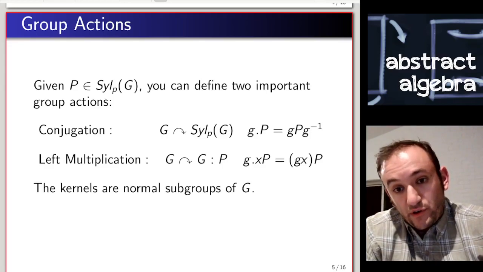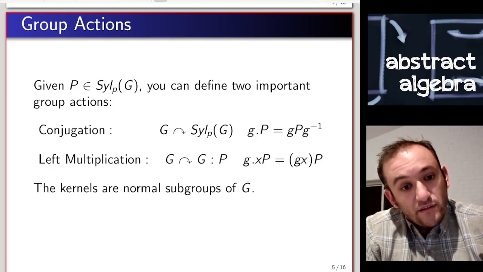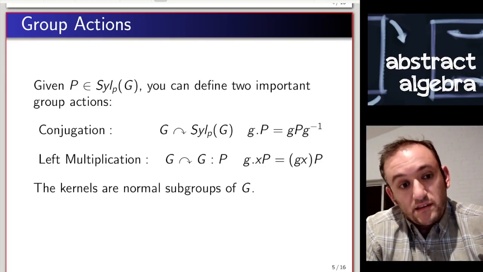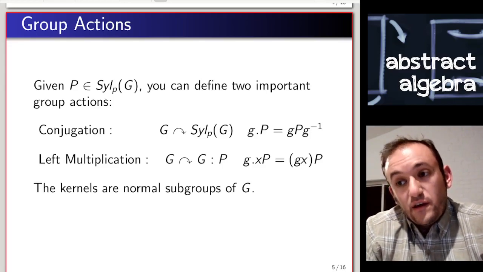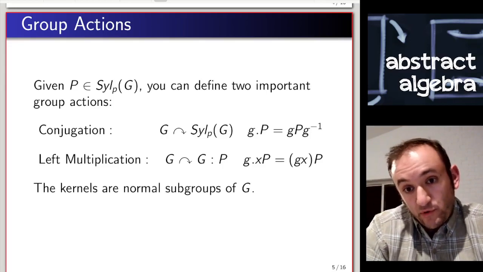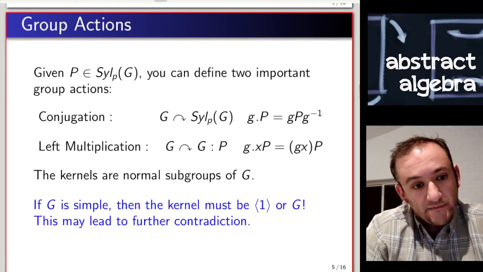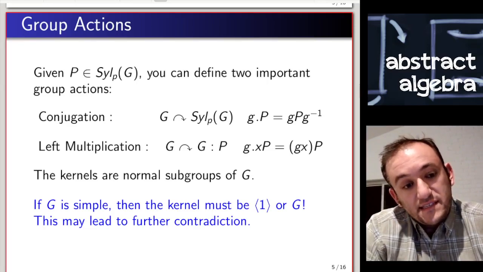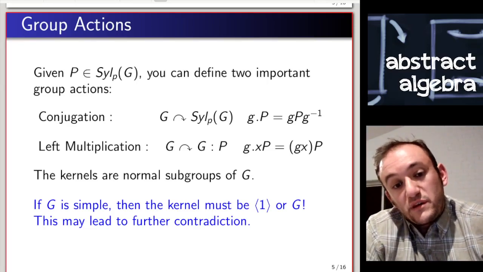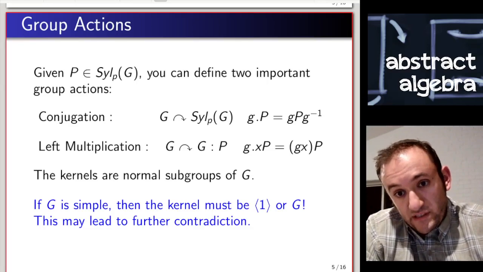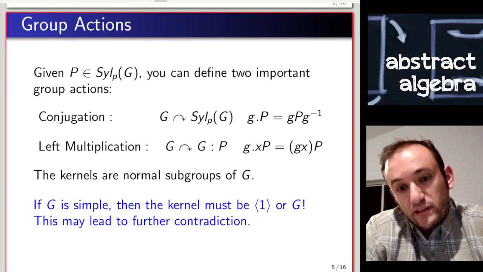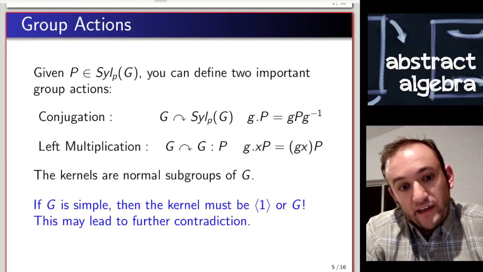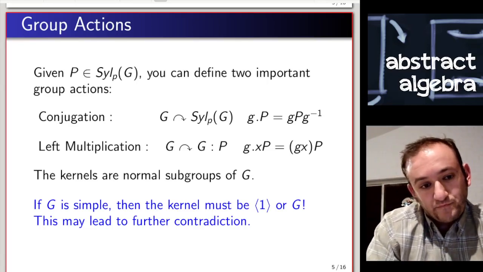That gives you a different coset. And the kernels are normal subgroups of G. So again, these actions define homomorphisms to permutation groups, and their kernels would be normal subgroups because that's always the case. And what this means is that if G is a simple group, the kernel must be 1, just the trivial subgroup, or the full group. And then by following that train of thought, you can lead to some contradiction, which will tell you that no, the group can't be simple.